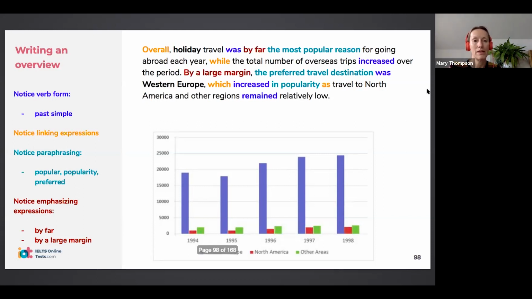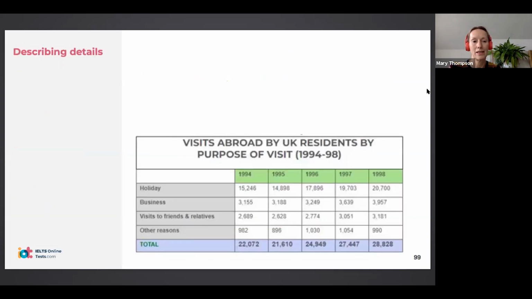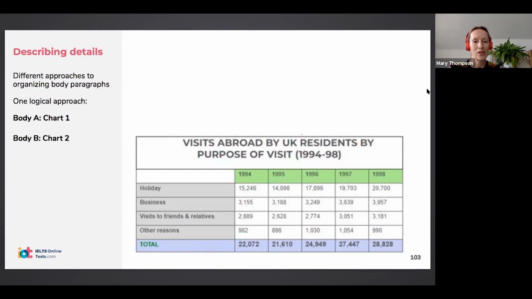Okay, right, so moving on to the next paragraph. Okay, so there are different approaches to organizing the body paragraphs. One logical approach is body A is chart 1, body B is chart 2. So I would personally do this. It's just going to be the easiest way to do it.